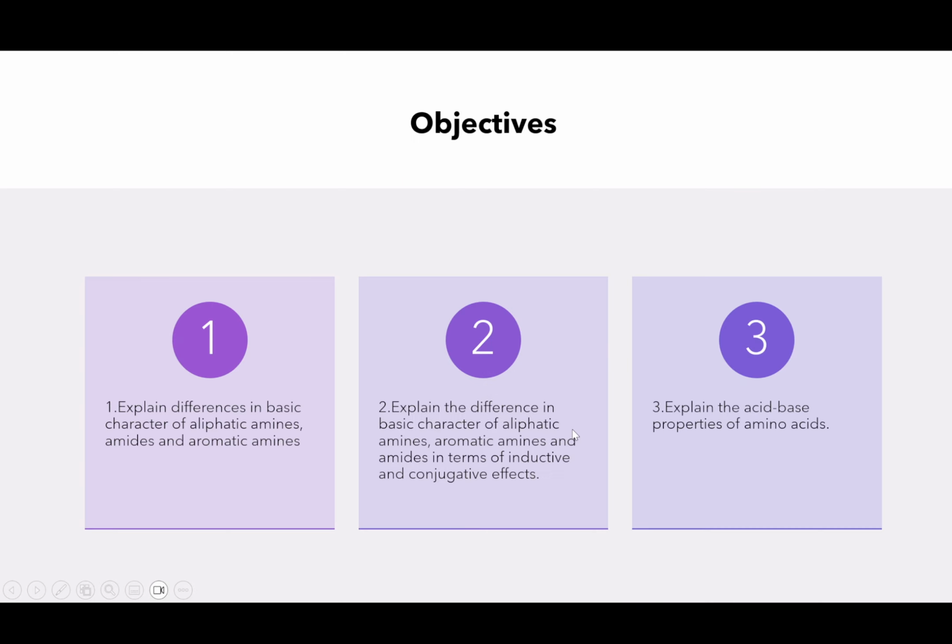So, basicity of organic compounds now. Our objective: we must explain the differences in basic character of aliphatic amines, amides, and aromatic amines, in terms of their inductive and conjugative effects. And we must explain the acid-base properties of the amino acids or zwitterions.